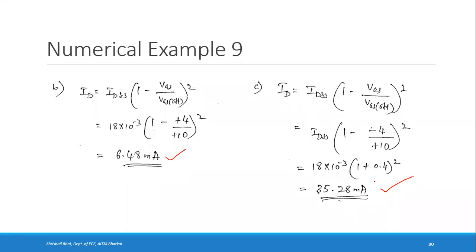With this, we have completed this chapter on field effect transistors. I need one more class to complete silicon controlled rectifiers, so probably tomorrow I will complete that.